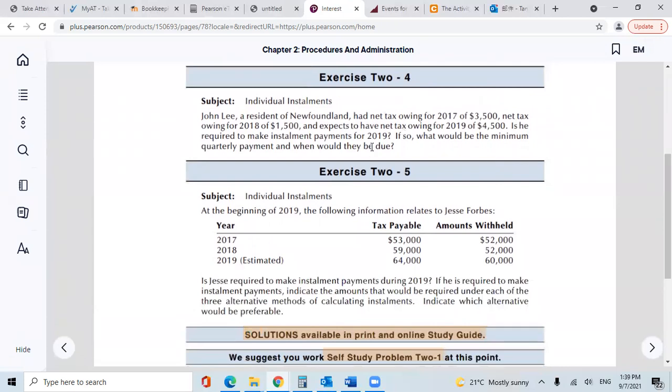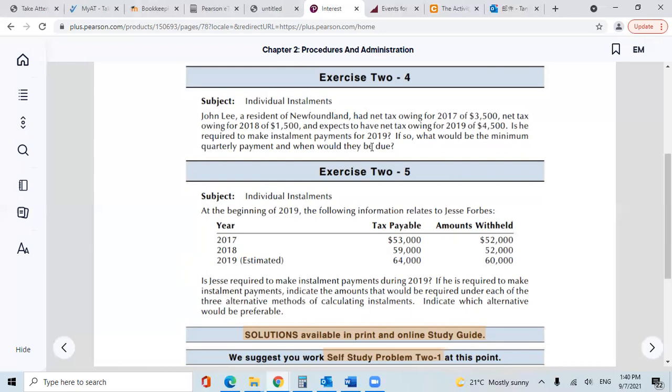Exercise number 2. John, a resident of Newfoundland, has net tax owing for 2017 of $3,500, net tax owing for 2018 of $1,500, and expects to have tax owing for 2019 of $4,500. Does he need to make installment payments for 2019? Yes, because when you take a look at his net tax owing in the current year, 2019, it's over $3,000, right? And one of the preceding years is over $3,000. So he is required to make installment payments.